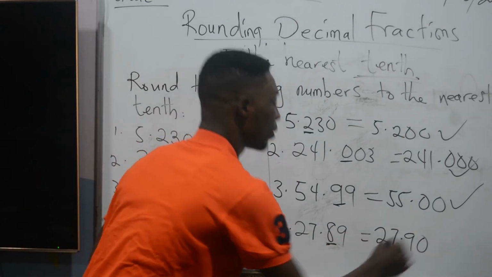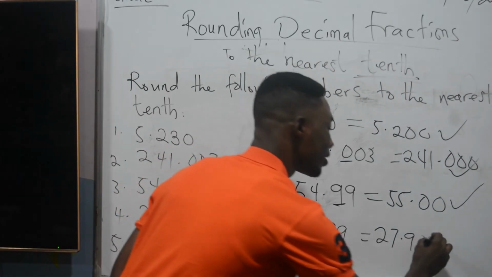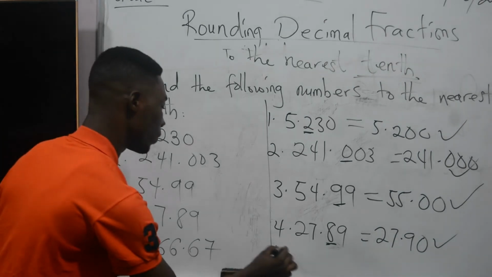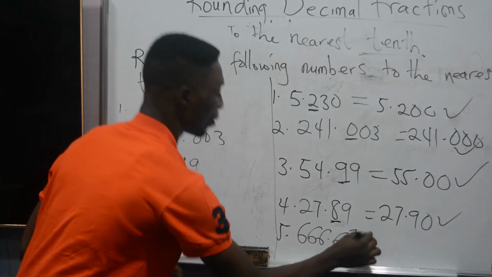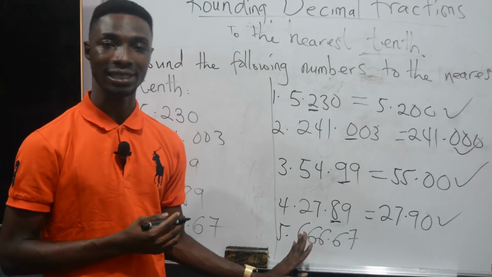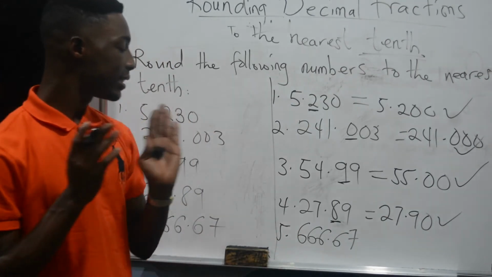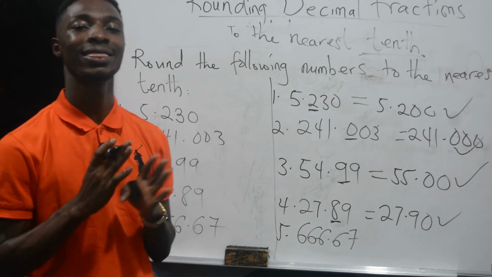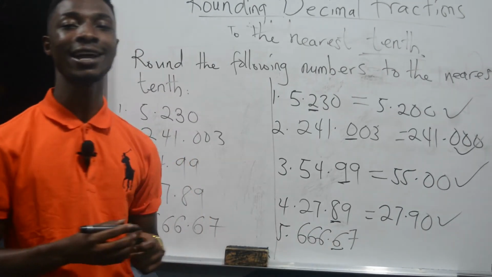27.90. If you had this, applaud yourself. You're right. You can mark yourself up. Now let's look at the last example. $666.67. This is our last example. And according to the normal routine, we have to underline or locate the one occupying the 10th position. The 10th position. And that is this 6 here.